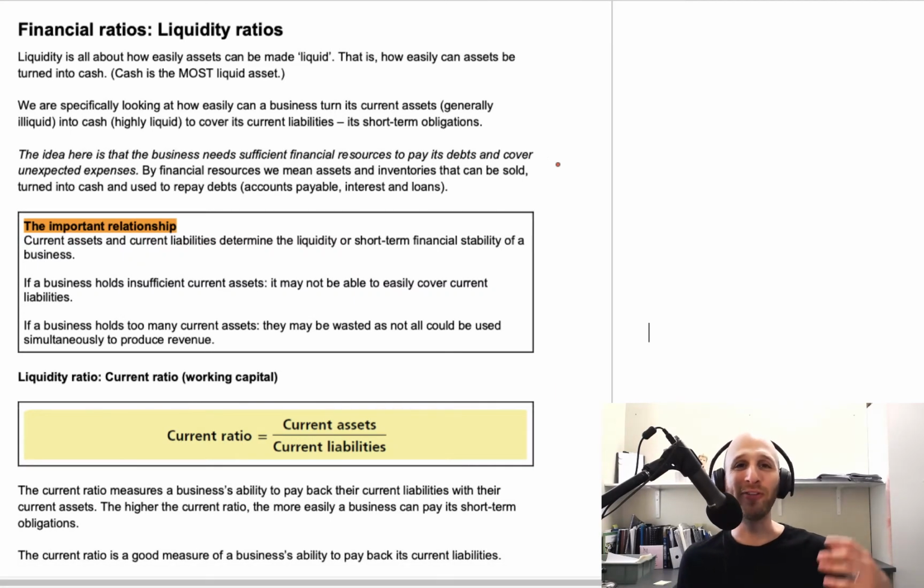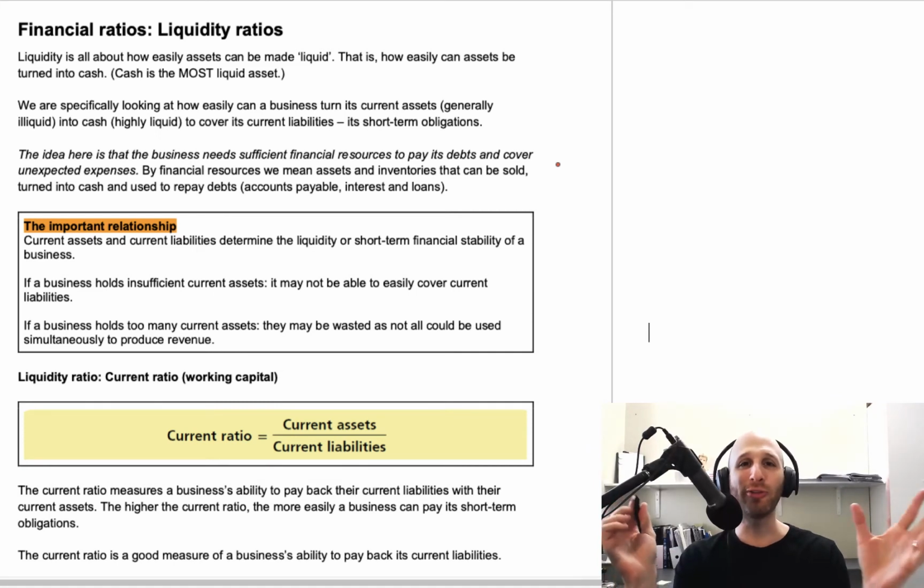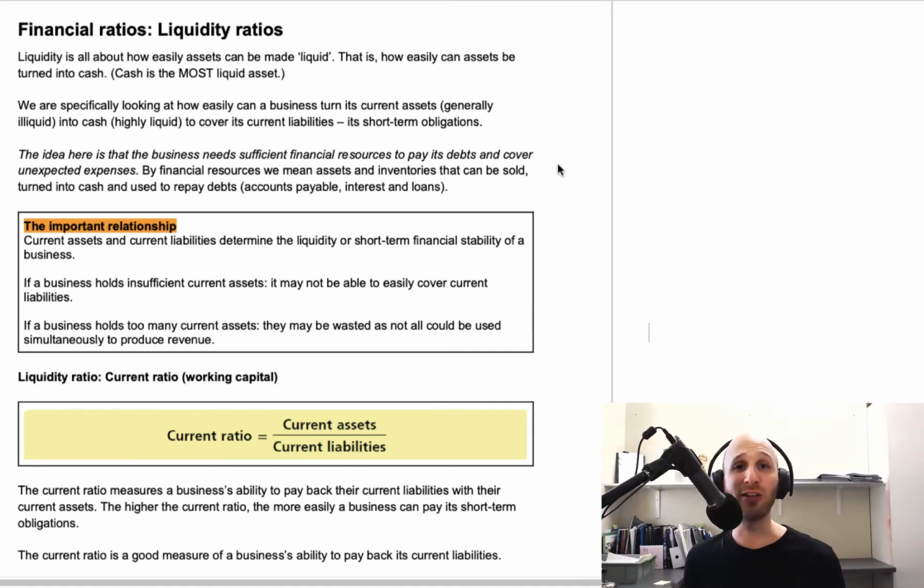Hi, I'm Mr. Simons, and in this video we're going to look at liquidity ratios. And we're going to do this in the context of the Year 12 Business Studies HSC in New South Wales. If you're doing these kind of ratios elsewhere, it might still be relevant. I'll put a link to the syllabus in the show notes so you can check.